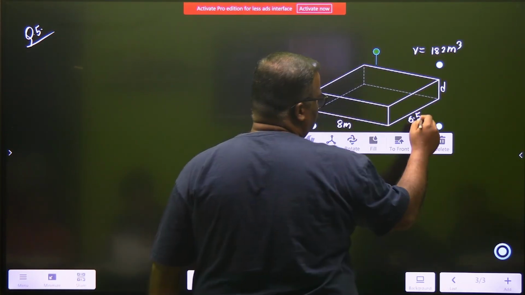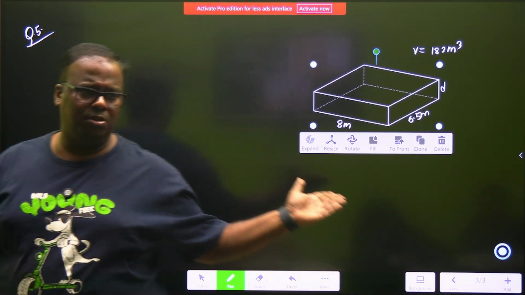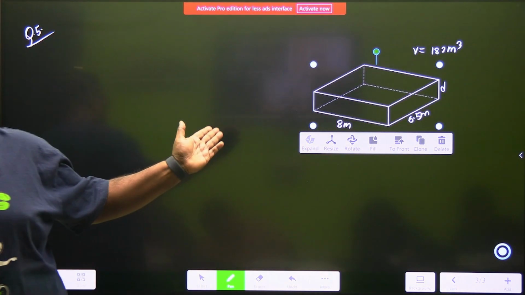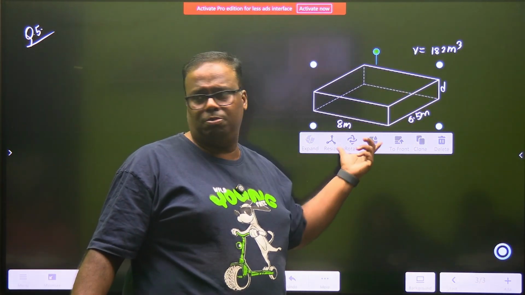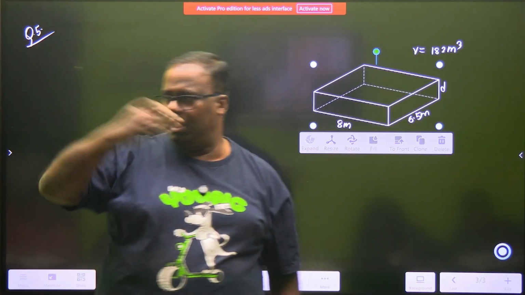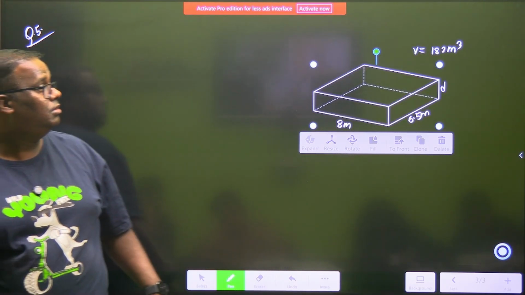Are these dimensions in meters? I think even idiots can solve this problem. Do we have anything to solve out here? So the D will be equal to what? V divided by the product of these two. Hey, darling, have you understood this? Which one? Fine. Yeah, 182.